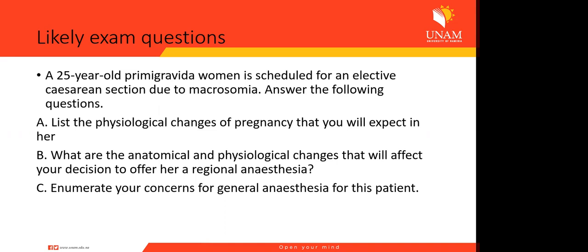A 25-year-old primigravida woman is scheduled for an elective cesarean section due to a macrosomic baby. Answer the following questions. Number one, list the physiological changes of pregnancy that you expect in this patient. Number two, what are the anatomical and physiological changes that will affect your decision to offer her a regional anesthesia? And number three, enumerate your concerns for general anesthesia for this patient.